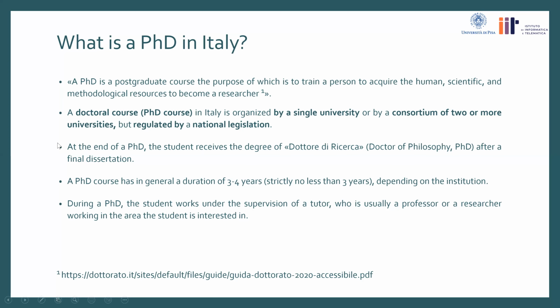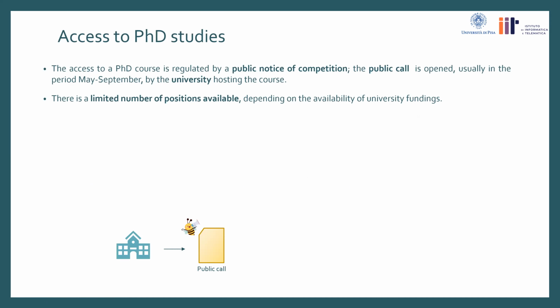But despite this, it is regulated by national legislation. At the end of the PhD, of course, you receive a title, the degree of Dottore di Ricerca, and, of course, a final dissertation. It lasts at least 3 years, and generally 3-4 years, depending on the institution you're doing your PhD in. And the student works under the supervision of a tutor, 1 or more tutors actually, and normally they're professors or researchers working in the same area as you are.